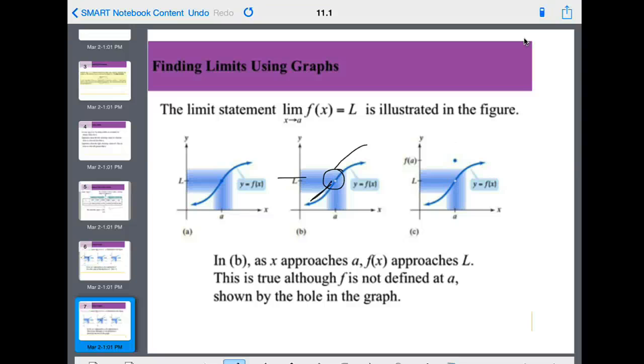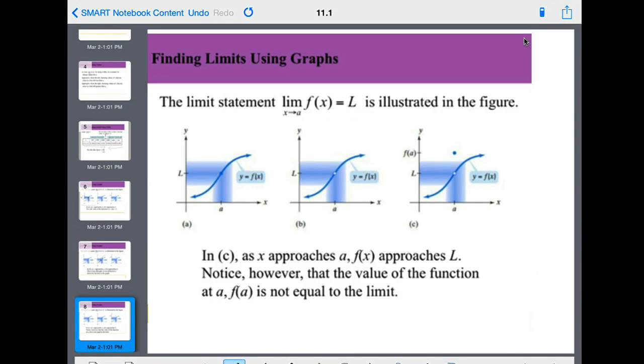Now, the third case is over here. What's happening as x gets closer to a, you'll notice that it's the same thing. It's approaching L. So the limit is L. So this is true. But f of a is a different value. That's not a problem. However, the value of the function at a, f of a, is not equal to the limit. Because we don't care what's happening right at that point when we do limits. We're worried about what's happening as we approach it.